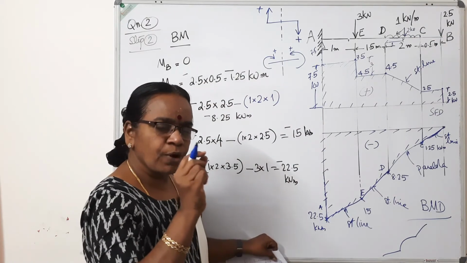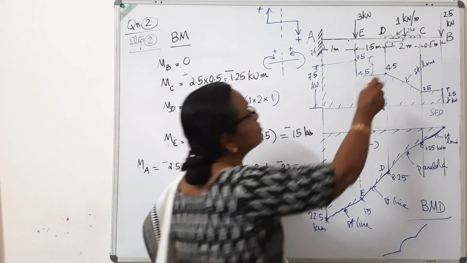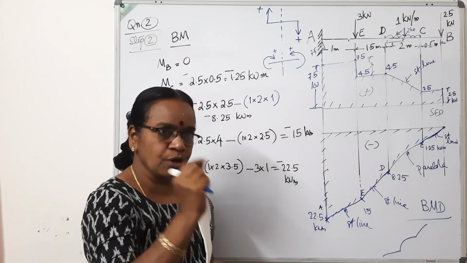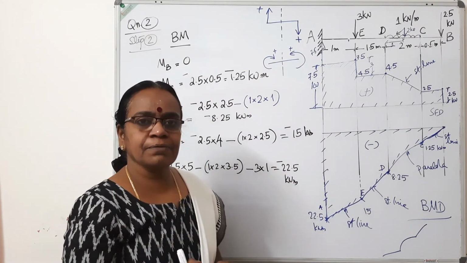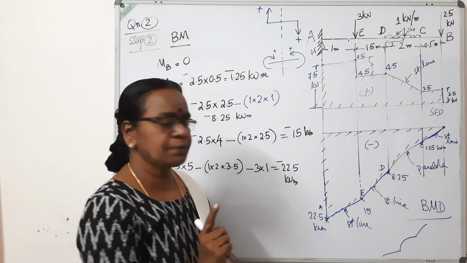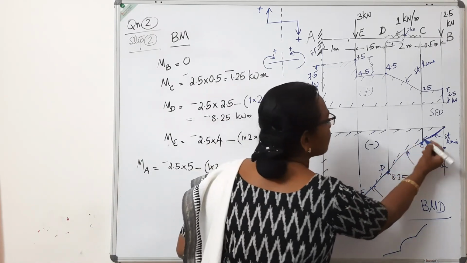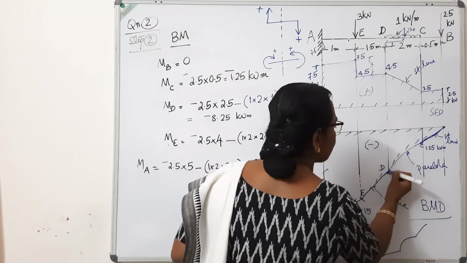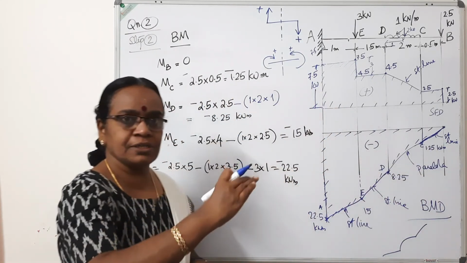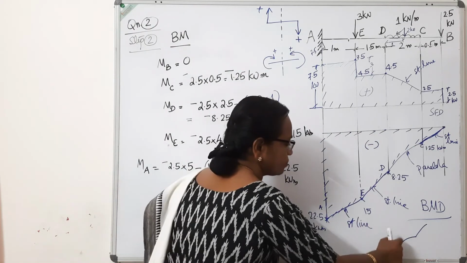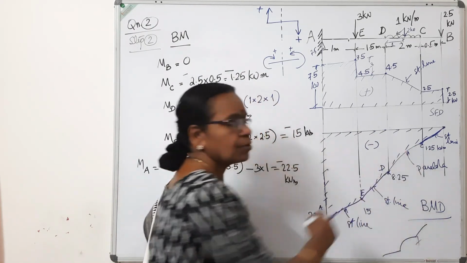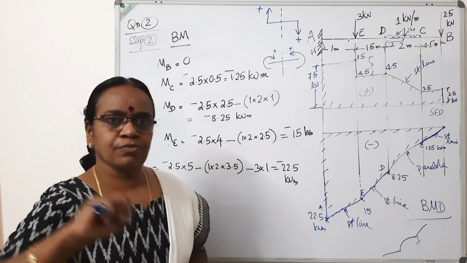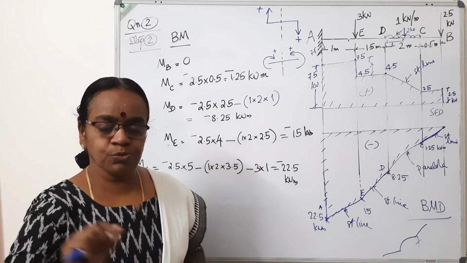If you discretize this 2 meters into say 0.1 meter intervals, and then try to draw the actual bending moment diagram, it should be drawn in such a manner that the tangent to this parabola at this point should be this straight line. That is a smooth transition. It should not be like this. This is wrong. So when you draw it, see that the curves and straight lines are connected in a smooth way.